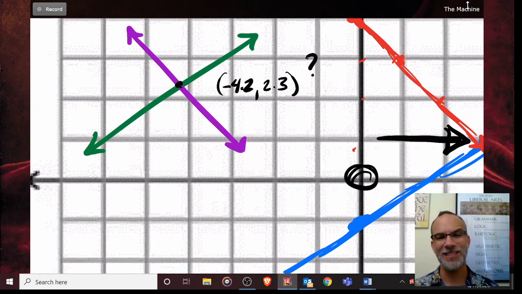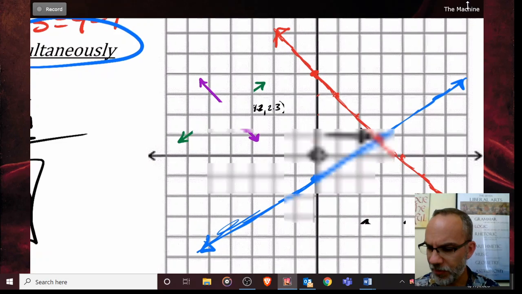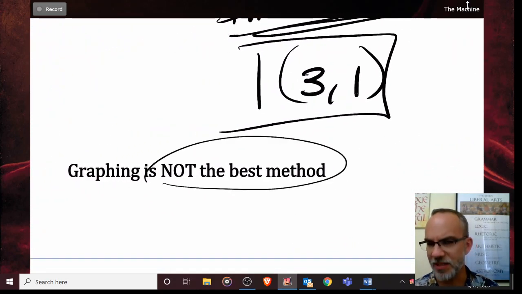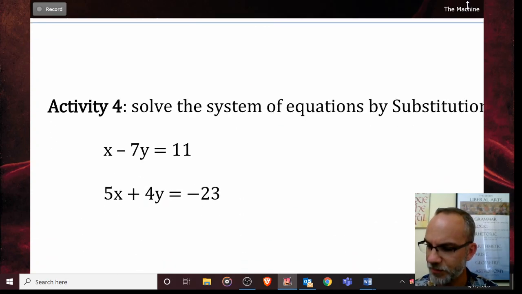In mathematics, a graph is good. A graph helps us understand the concept. But I would prefer an exact answer if I could. Mathematics gives you the possibility of exact values. So as it says right here, graphing's not the best method. So what other methods do we have? Okay, let's move on to the next page.